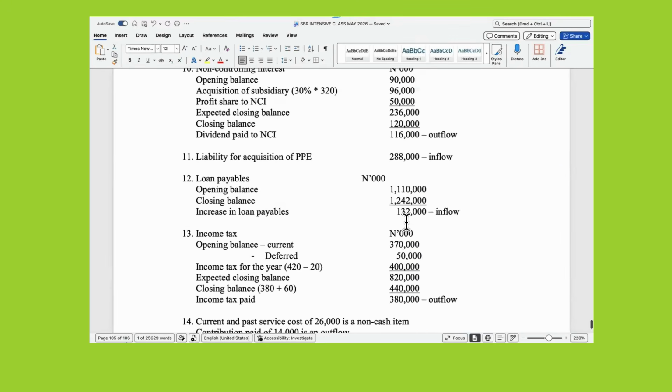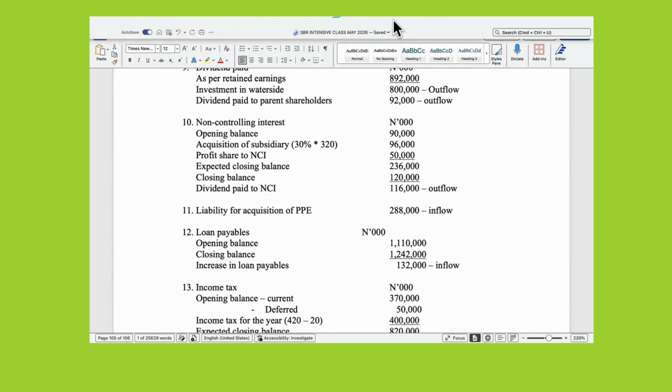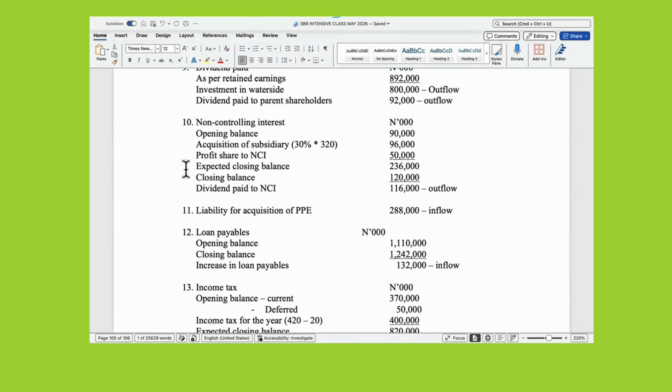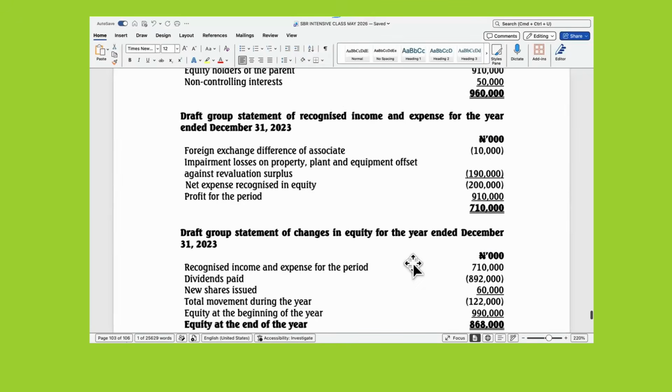And for the non-current liabilities, there are liabilities that I collected. I collected a loan to buy assets, so that's an inflow, and there's a loan that we collected. The opening was 1.1, the closing 1.2, so it increased by 132, an inflow as well. And I've really captured all my movements.